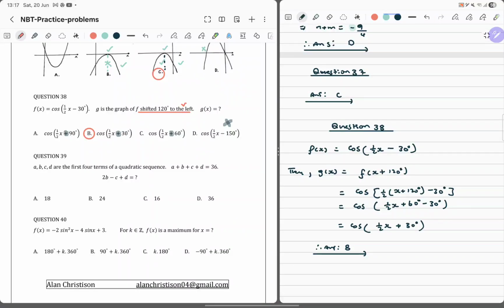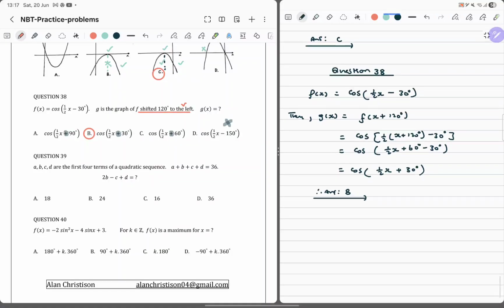Pretty easy. Again, just understanding the transformations and how to do them on the generic equation. It makes life a lot easier. Yeah. Let's move on.